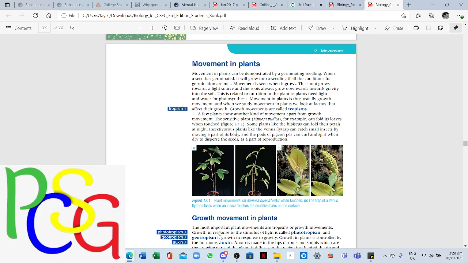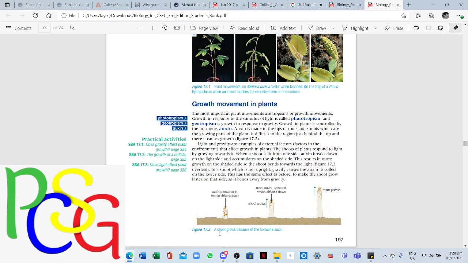We were talking about movement in plants, and some plants like hibiscus are able to fold their leaves at night, and other plants are able to fold their leaves when an insect lands on it or when something touches it.